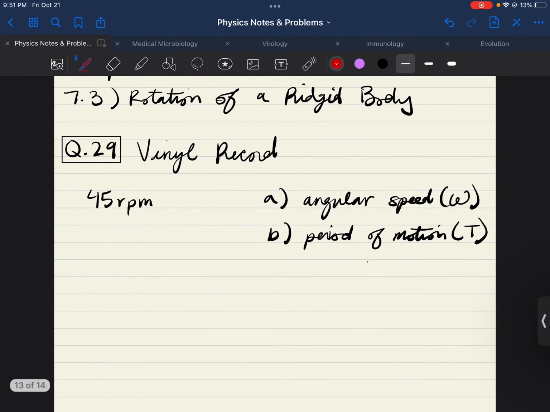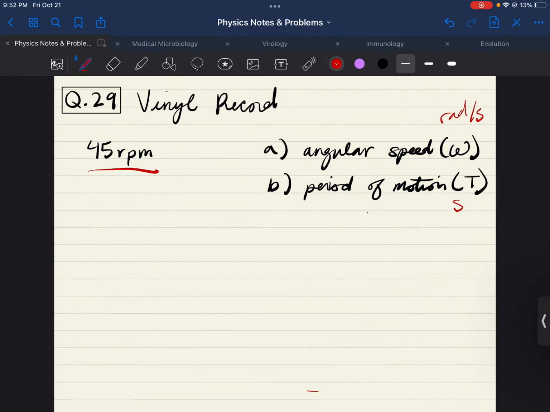Moving on. Today I'm doing question 29. Question 29 is relatively simple. It's quick and easy. It states, a vinyl record rotates on a turntable at 45 rotations per minute. What is A, the angular speed in radians per second? And B, what is the period of the motion? Since the period of the motion is the amount of time it takes for a revolution to occur, we measure that in seconds since it's a measurement of time.